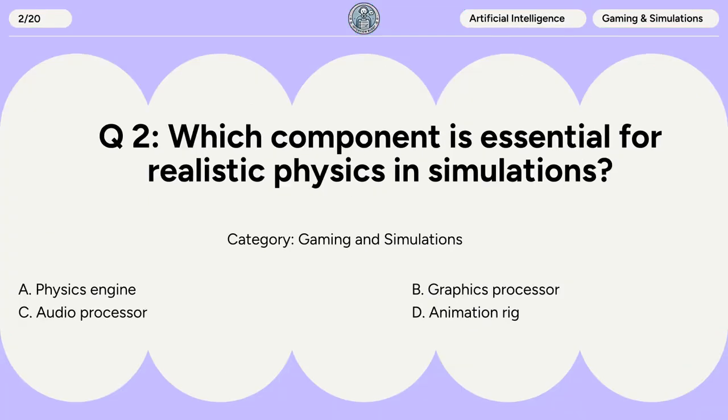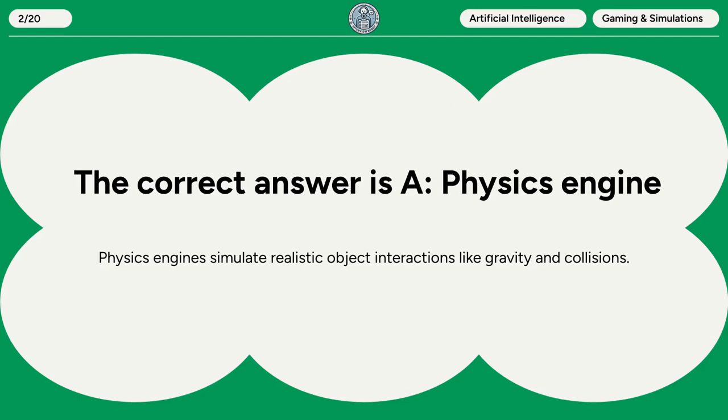Question 2. Which component is essential for realistic physics and simulations? A. Physics engine. B. Graphics processor. C. Audio processor. D. Animation rig. The correct answer is A. Physics engine. Physics engines simulate realistic object interactions like gravity and collisions.